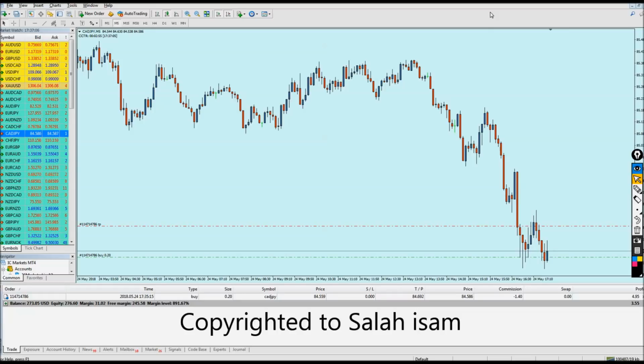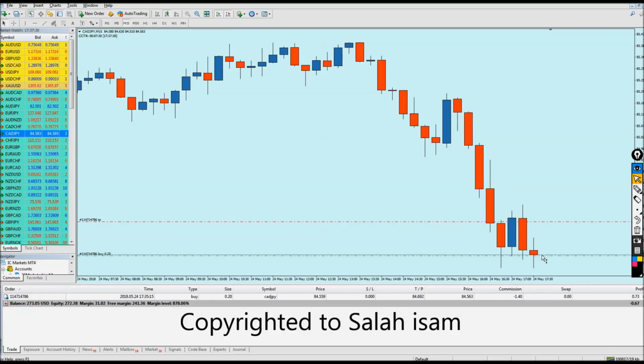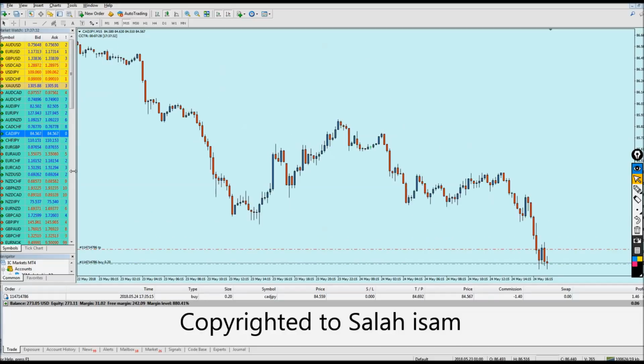But actually, I made a mistake. I entered 2 trades in that last one. I was just playing around. I was rushed, the adrenaline was rushing in my blood after the first trade. But that's fine. It's totally fine. No problem. Now I'm sure I'm going to recover the loss from this trade.